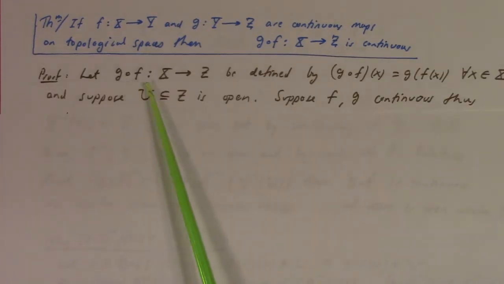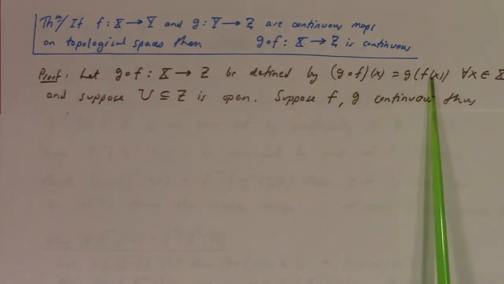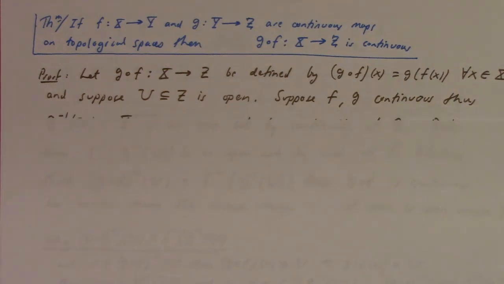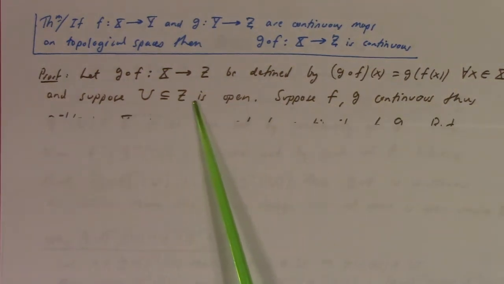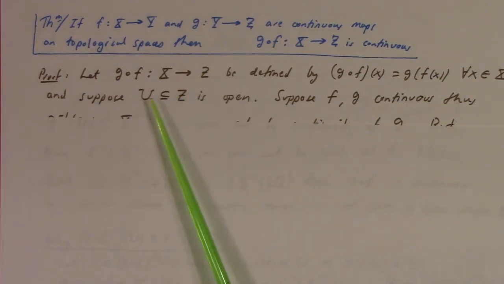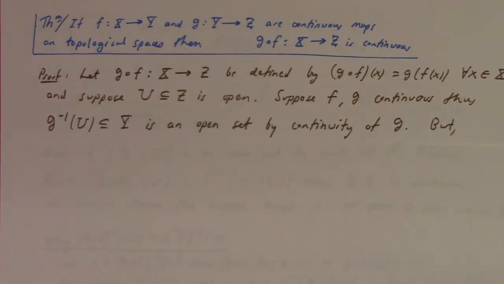All right, so if we have g composed with f from X to Z, defined as usual by g composed with f of x is g of f of x for all x in X, and suppose that U is open in Z. We would like to show that the inverse image of U is again open in X. All right, so suppose f and g are continuous.